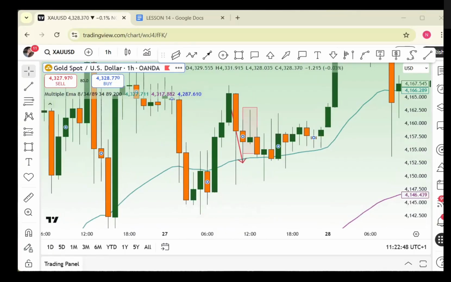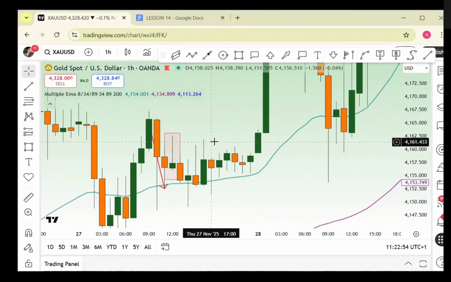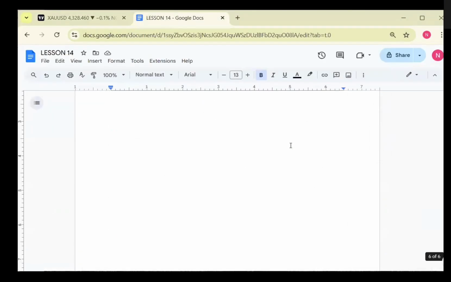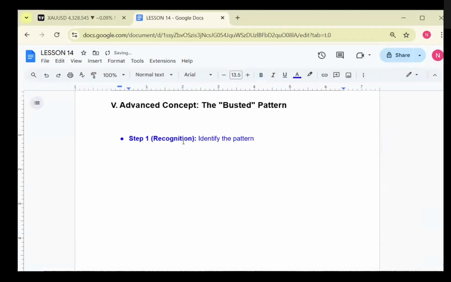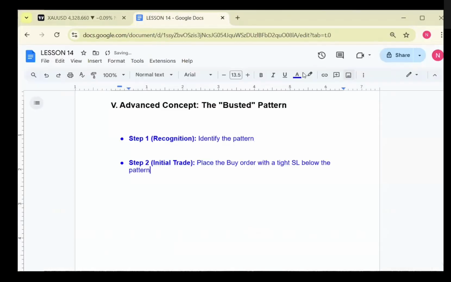And this is the four steps. I will instruct you on four steps to solve this problem. The first one, recognition. Identify the pattern, right? Always do it, even though it's the busted one. And step two, initial trade. Place the buy order with a stop loss below the pattern. Now we do it as normal.